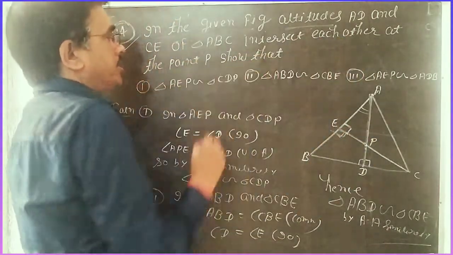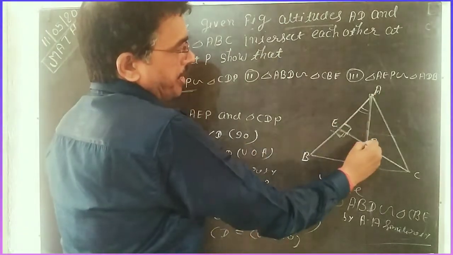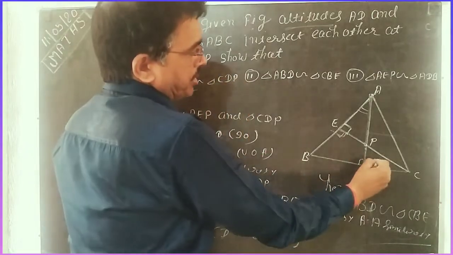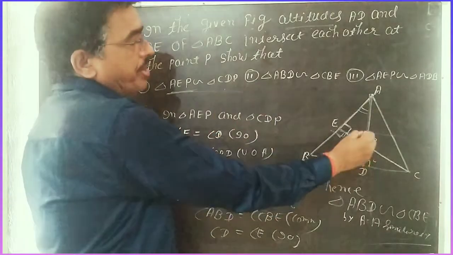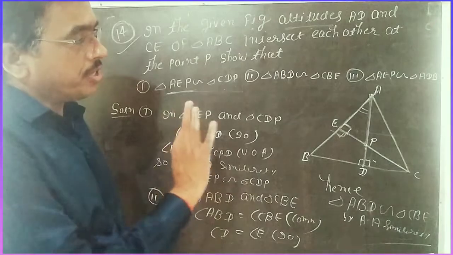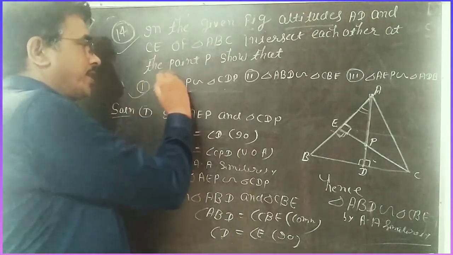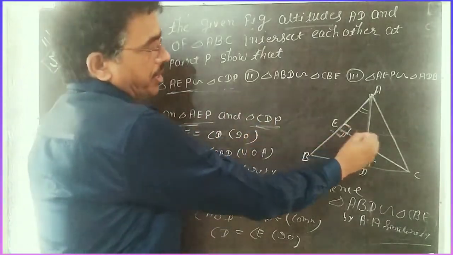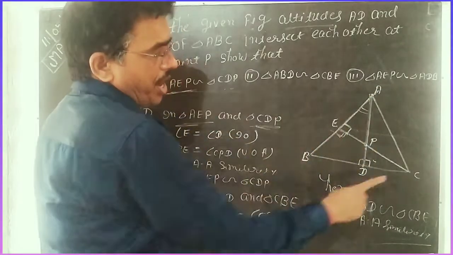Then show that triangle AEP is similar to triangle CDP. Where is AEP? AEP, this is a small triangle. Triangle CDP, this is also a small triangle. So find the relation of similarity between these two triangles, and you only have to find how it is possible, that two angles are equal, and give the result. So dear student, first I write here triangle AEP and triangle CDP.